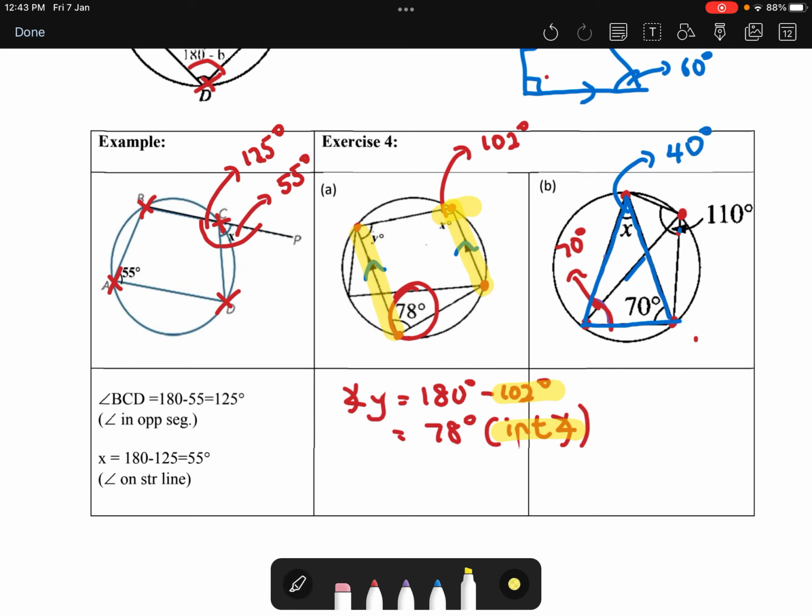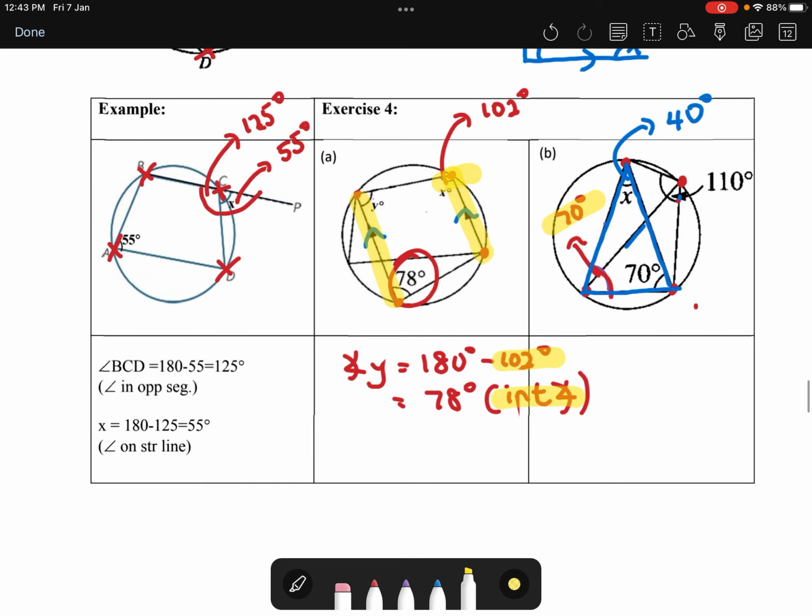So you just need to write the reasoning down. The 70 degrees is because opposite angles add up to 180. Then for the 40 degrees, you talk about the triangle, the sum of angles in a triangle equals 180. Then that will be sufficient already. Alright, okay, so this will be the fourth property.